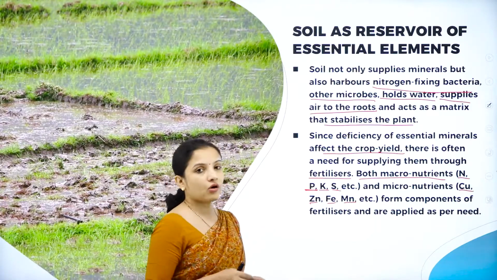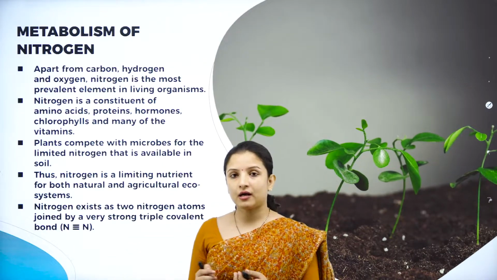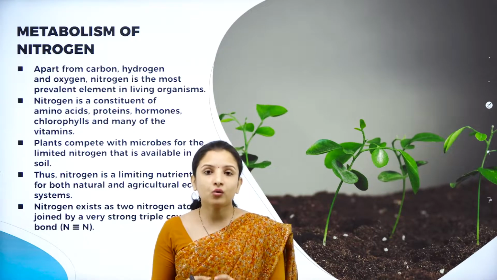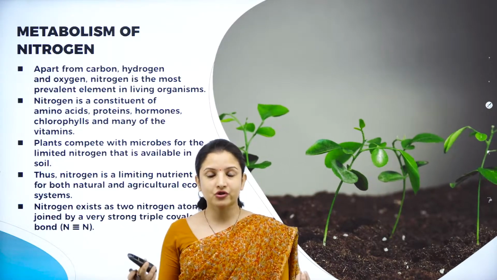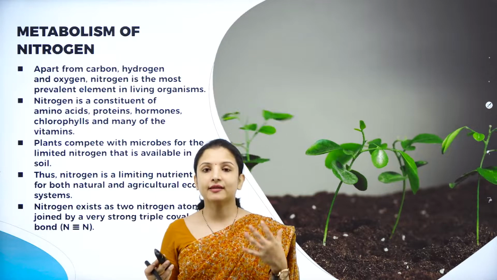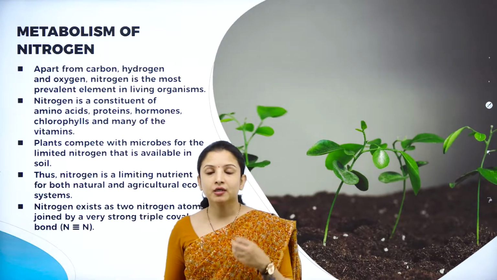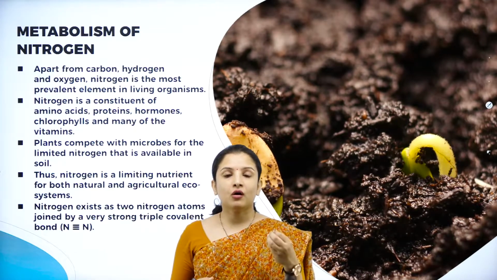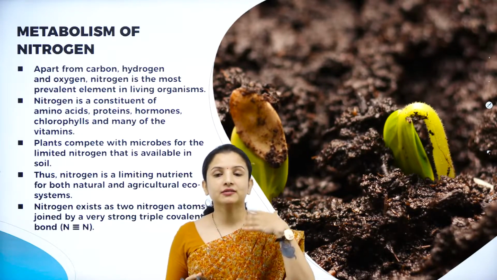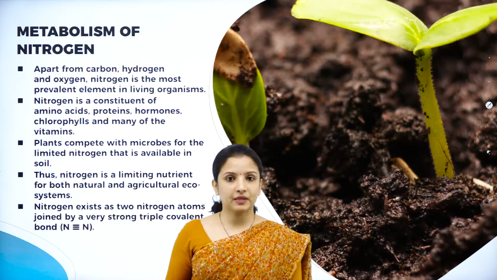So this was about soil as a reservoir of essential elements. We understood that in the soil there is nitrogen fixing bacteria present. So we add nitrogen to the soil, right? Nitrogen is one of the important essential nutrients that is required for almost all the metabolic activities. When we add nitrogen to the soil, or from the nitrogen that is there in the atmosphere as such, or nitrogen that is given out by the industrial pollutants, all that cannot be used by the plants directly.